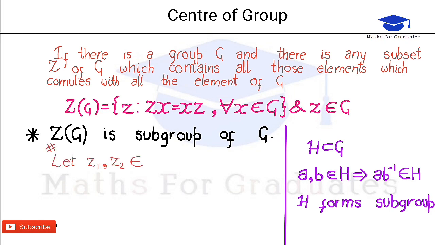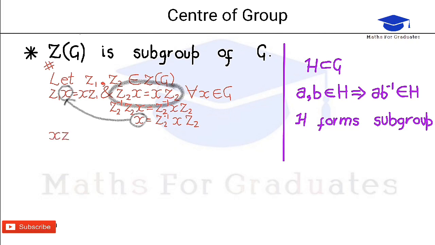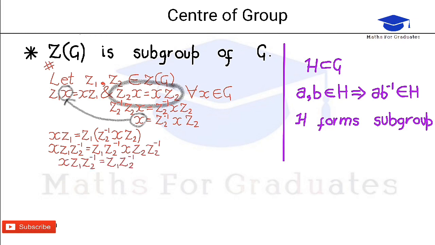Let us prove our claim. Let z1, z2 belong to Z(G). That means from the definition of center of group, z1 and z2 commute with all the elements of G. So we have z1x equals xz1 and z2x equals xz2 for all x belongs to G. Now pre-multiplying z2 inverse on both sides in this equation, we get x equals z2 inverse xz2. Putting this x in this equation, we get xz1 equals z1 z2 inverse xz2. Now post multiplying z2 inverse, we get xz1z2 inverse equals z1z2 inverse x.